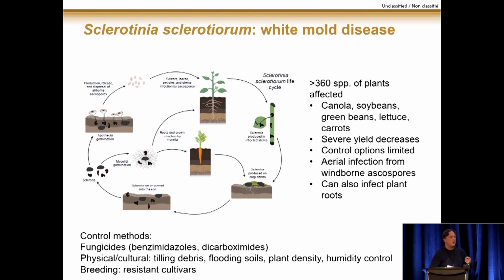And it has a really complex, multifaceted life cycle where it can infect through the air when these apothecia germinate and produce these ascospores that float through the air, land on the plants, and start to cause disease. But when the sclerotia that are in the soil germinate, they can also infect canola and other plants through their roots. So this is a complex pathogen, causes a lot of disease and economic losses.